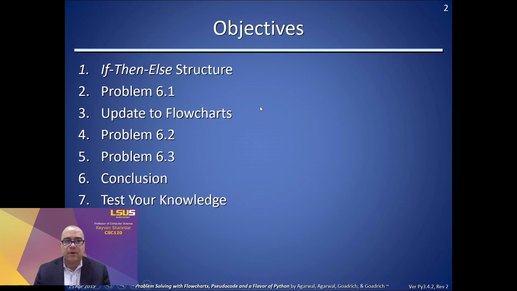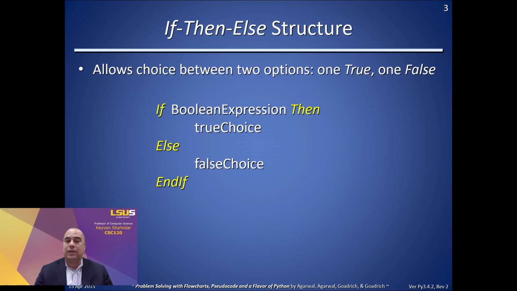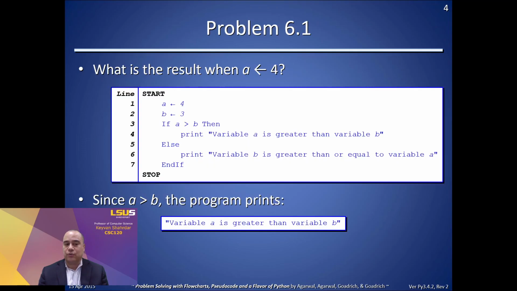So in this chapter, we're going to talk about if, else, then structures, and we'll go over some problems, and we'll update the flowchart, what they mean. So the if-then-else structure allows a choice between two options, one true and one false. If a Boolean expression is true, then you do the true choice, else you do the false choice. That's how the if-then-else structure works.